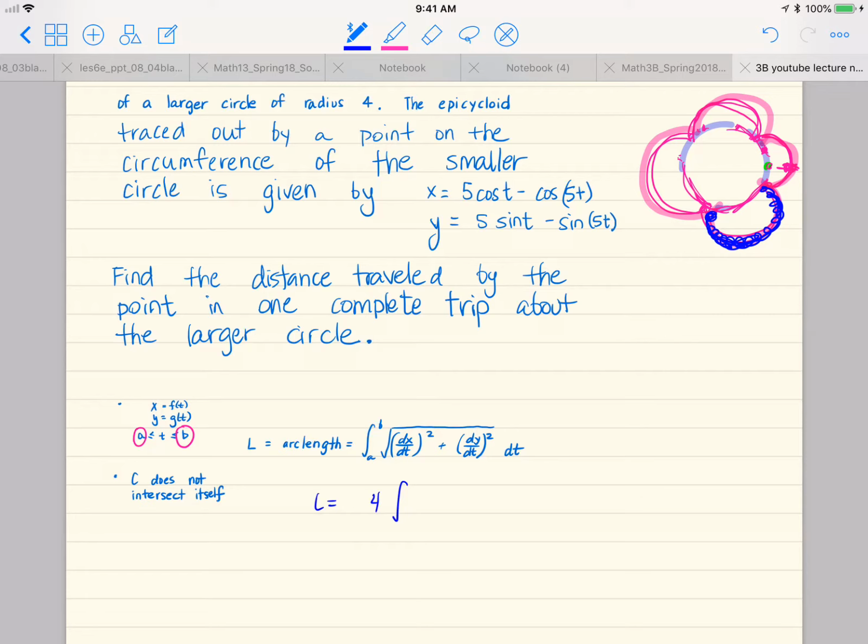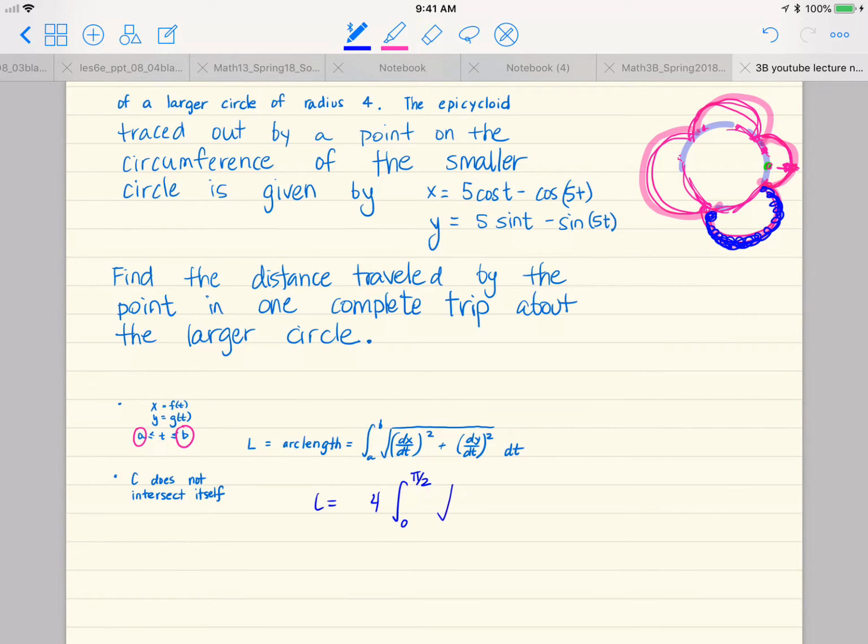And now to find out the range of t, we can use some reasoning to say that as t goes from 0 to 2 pi, we would be drawing out the entire circle. So take that 0 to 2 pi and divide it by 4, and we're going to go from 0 to pi over 2. So we'll let a be 0 and b be pi over 2.